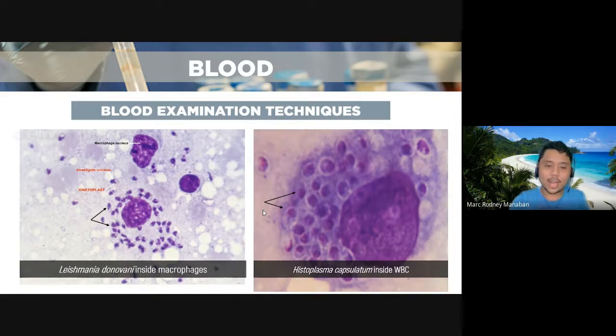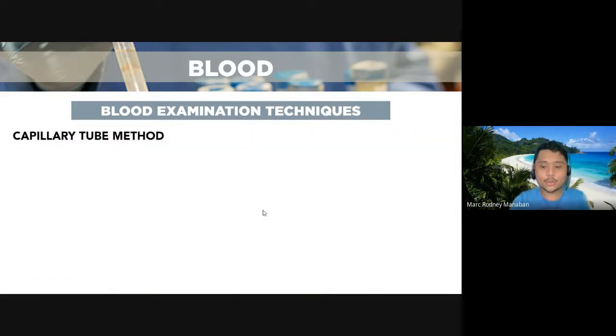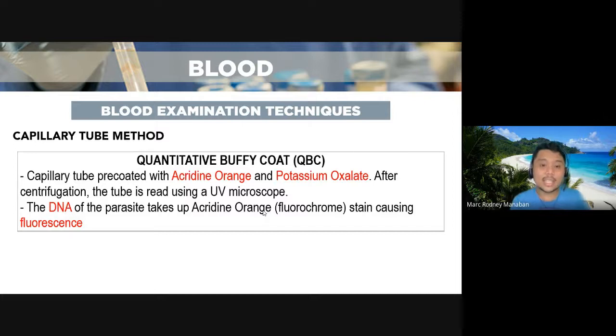The next technique using your capillary tube is what we call your QBC, quantitative buffy coat. It uses a fluorochrome stain, and the pretest question was, what is the fluorochrome stain used in your QBC? Our answer is acridine orange. Acridine orange is the fluorochrome, and potassium oxalate serves as the anticoagulant.